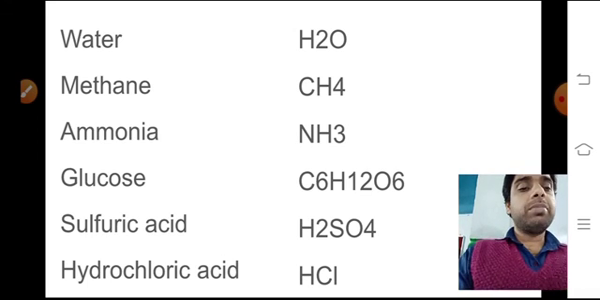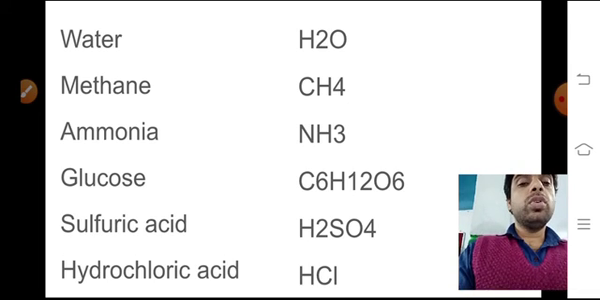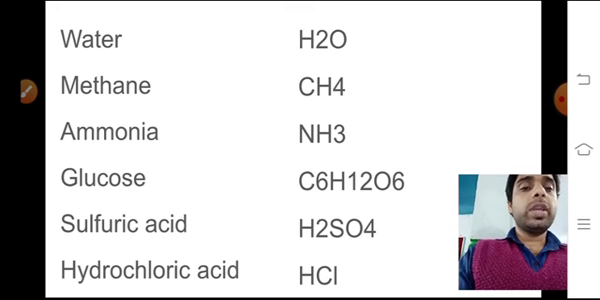We have done a number of compounds, and I suggest you do 20 to 30 more chemical compounds. That will help you a lot, so that you know the constituent elements and the subscripts.